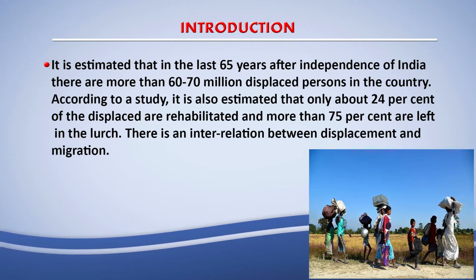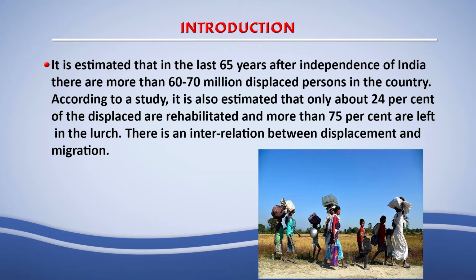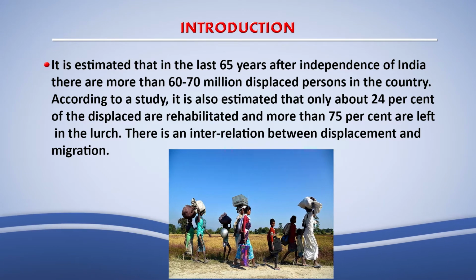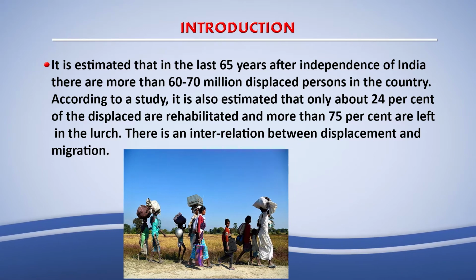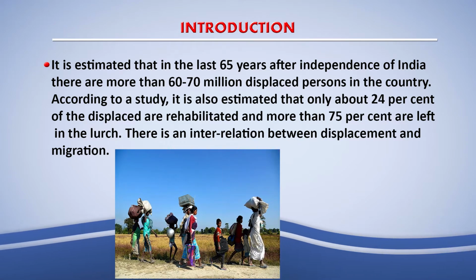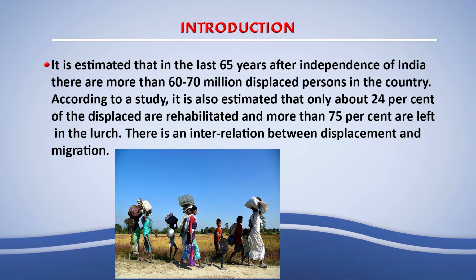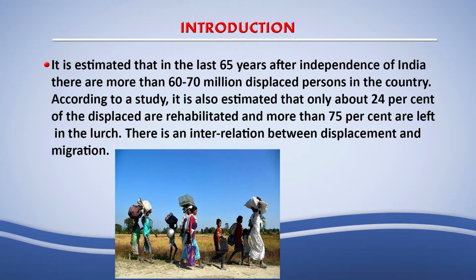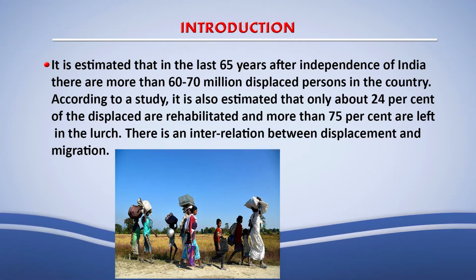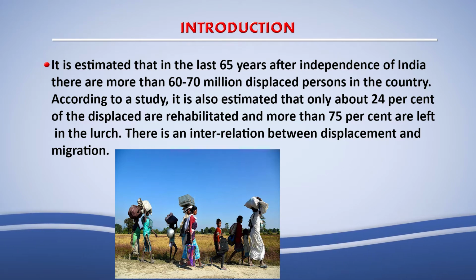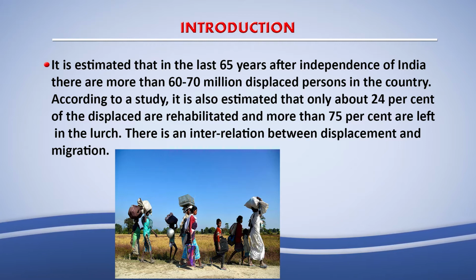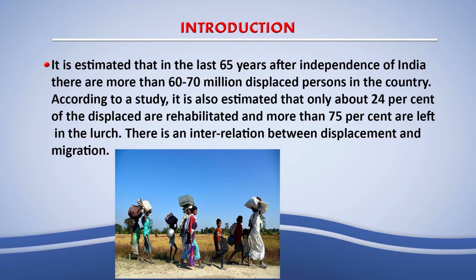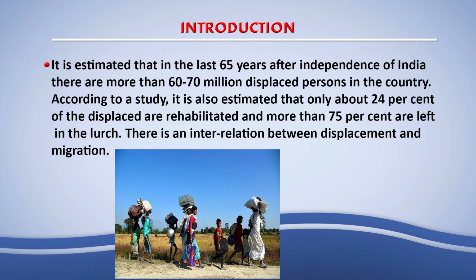It is also estimated that in the last 65 years after independence of India, there are more than 60 to 70 million displaced persons in the country. According to a study, it is estimated that about 24% of the displaced are rehabilitated and more than 75% are left in the lurch, which means only around 24 to 25% are rehabilitated, and the majority of them are not rehabilitated and live an impoverished life. There is also an interrelation between displacement and migration.